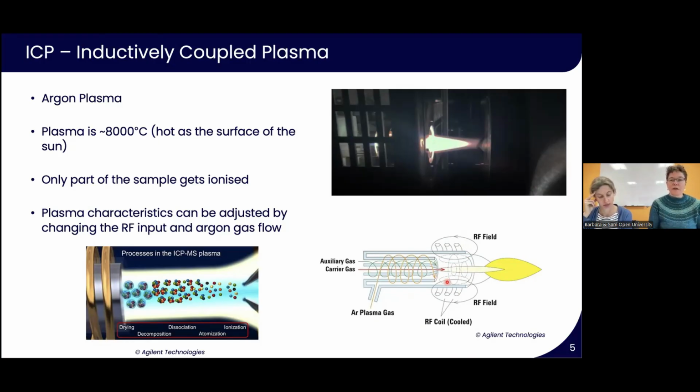Then in the plasma, you ionize the particles that we want to analyze, and there are several processes happening within the plasma that break apart our molecules into individual atoms and then into ions. It's important to note that only part of the sample gets ionized, so not all of the sample is turned into ions. We can adjust the plasma characteristics, and we'll come to that a bit later throughout the talk at several points again.